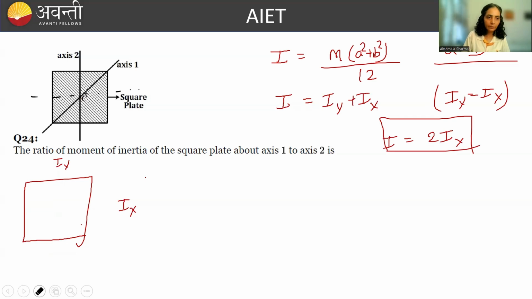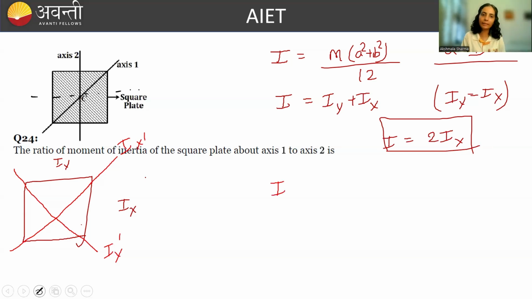Okay? Now let's do another thing that is done here. अब मैं क्या लेने वाली हूँ? Let's say one axis I'm taking as this, and I'm calling it Ix dash. Okay? So another is this, and this I'm calling as Iy dash. So again, perpendicular axis theorem we can use here. X dash, Y dash perpendicular to each other. I, that is perpendicular to both of these. So I can be written as Ix dash plus Iy dash. So I again can be written as 2Ix dash.